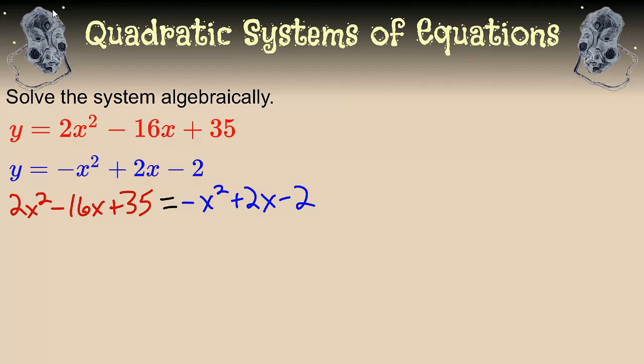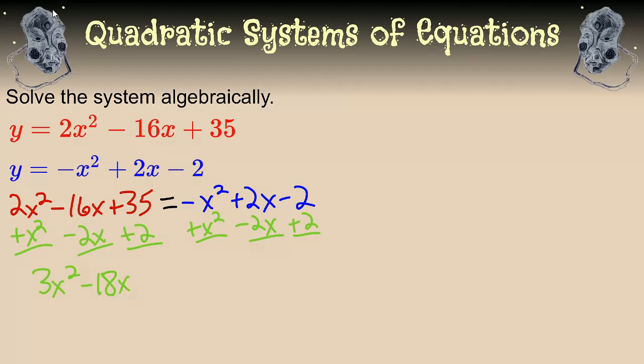All right. I'm going to move everything over to the left so I have a positive a value. No reason, it doesn't have to be that way. Add x squared to both sides. Subtract 2x from both sides. Add 2 to both sides. We get 3x squared minus 18x plus 37 equals 0.